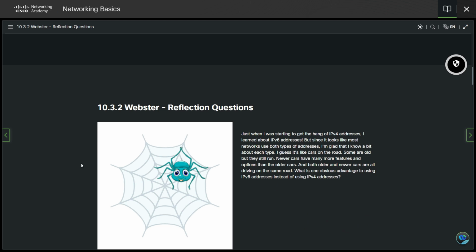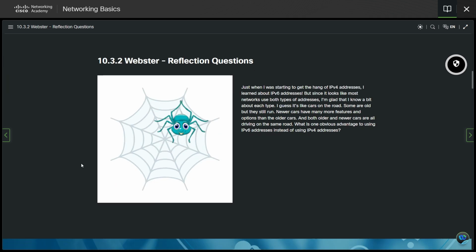And the reflection question. Just when I was starting to get the hang of IPv4 addresses, I learned about IPv6 addresses. But since it looks like most networks use both types of address, I'm glad that I know a bit about each type. I guess it's like cars on the road. Some are old, but they still run. New cars have many more features and options than the older cars, and both old and new cars are all driving on the same road. What is one obvious advantage to using IPv6 addresses instead of IPv4 addresses?